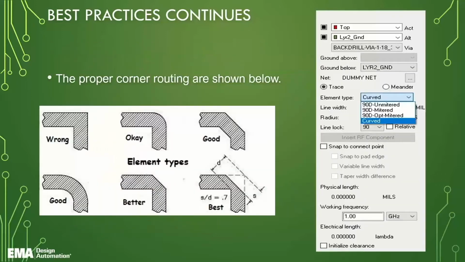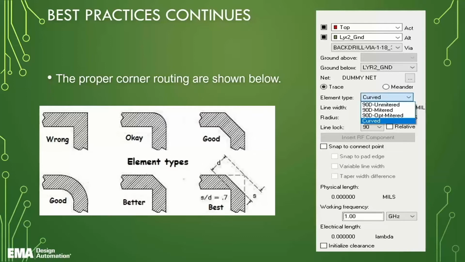Best practices when we're in there routing: the proper cornering. Good is either the 45 or arc. Better yet would be the angle that you'll put in there. The best is to go in there and calculate that. The nice thing about it is the software will go ahead and calculate that.